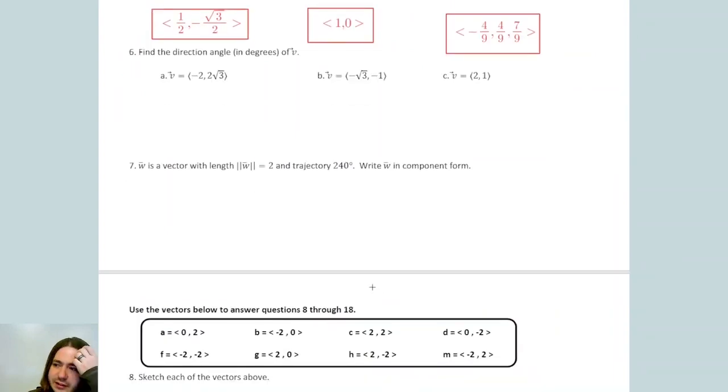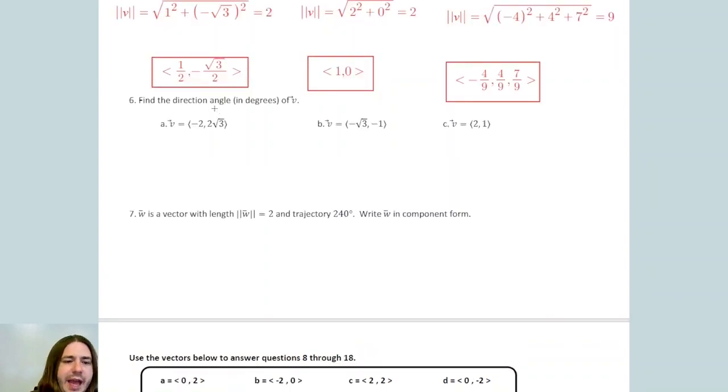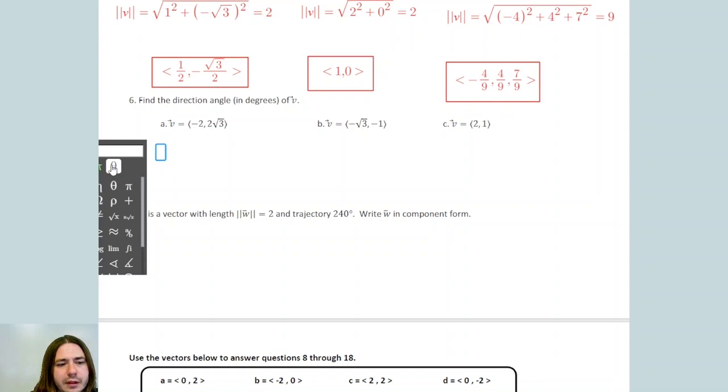For number 6, it says find the direction angle in degrees of v. So this is where you have to use the inverse tangent equation. And then depending on which quadrant you're in, you may have to add 180 if you're in quadrants 2 or 3, or add 360 if you're in quadrant 4. So this one right here is in quadrant 2 because we got a negative positive. So whatever we get for that inverse tangent, we're going to have to add 180. So theta, in this case, is going to be the inverse tangent of 2 root 3 over negative 2.